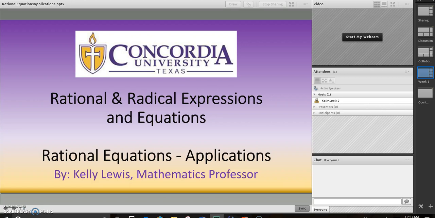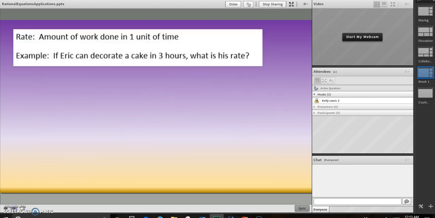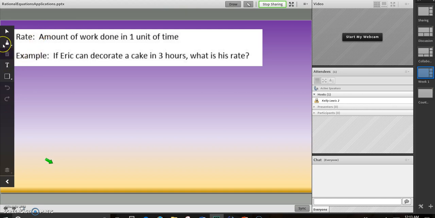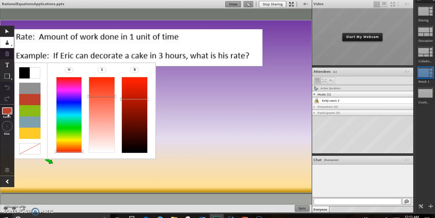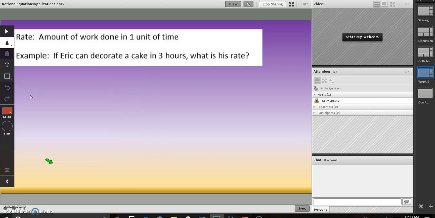Finally made it to the last concept for rational equations, which is to me the hardest concept in this course: application problems, so word problems. A rate is the amount of work that can be done in a unit of time, like how much can be done in an hour, or miles per hour, stuff like that.